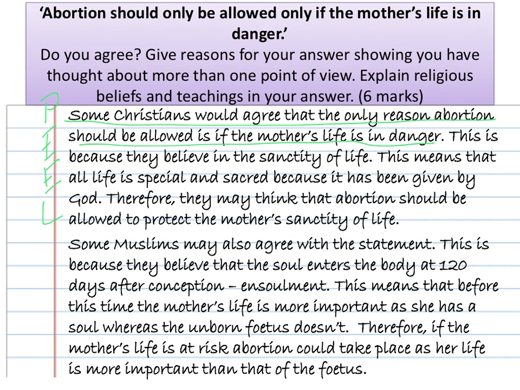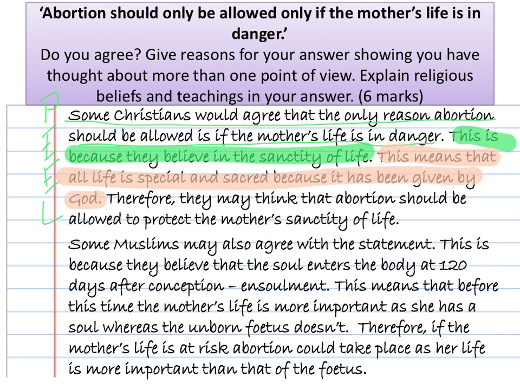The next part is the evidence. So here we're saying this is because Christians believe in the sanctity of life. Next, we need to explain what that evidence means. So we've got: this means that all life is special and sacred because it's been given by God. Importantly, we need to finish with our link.